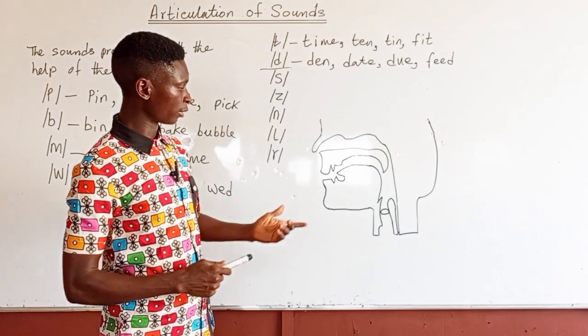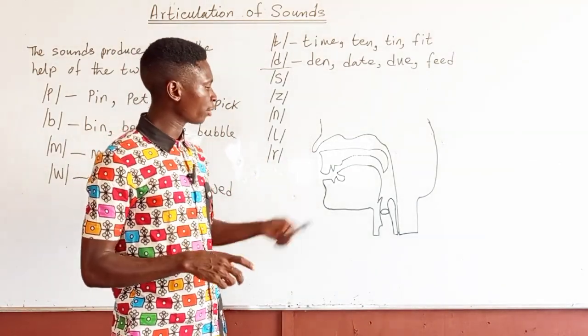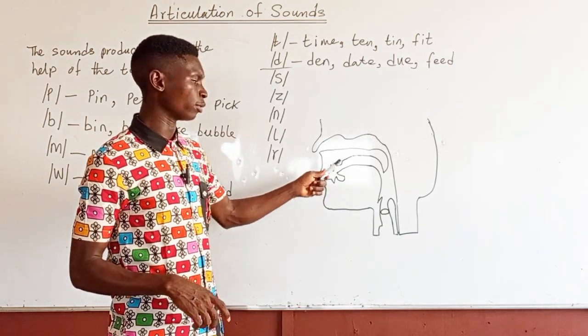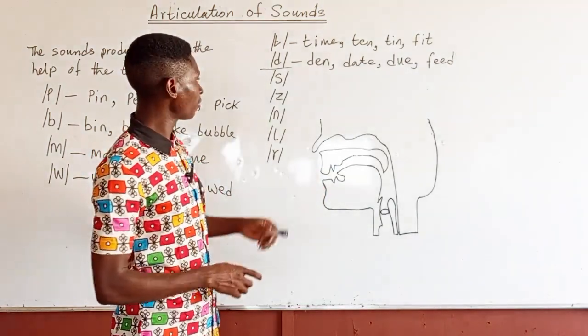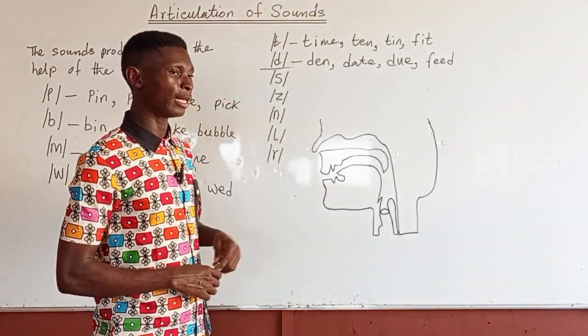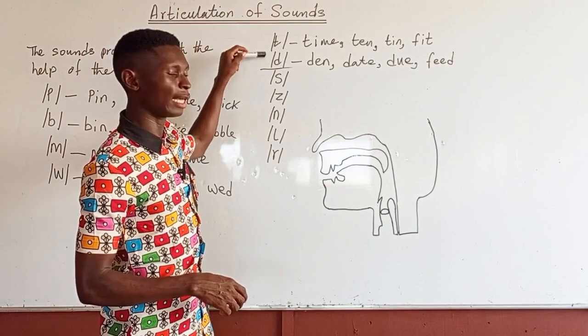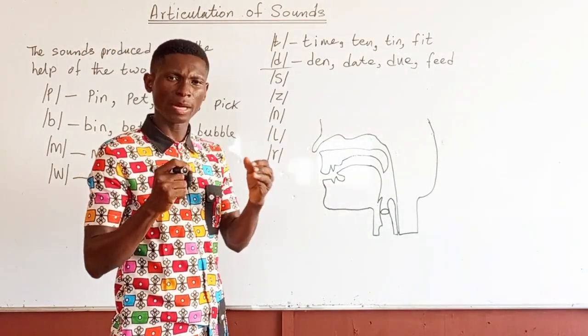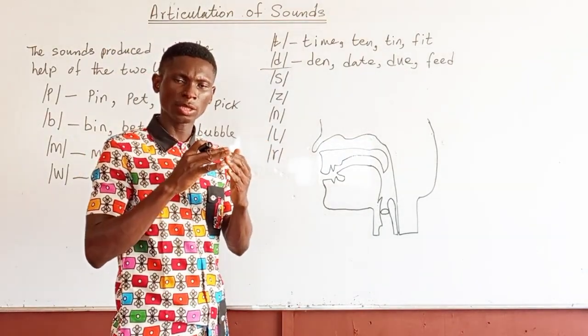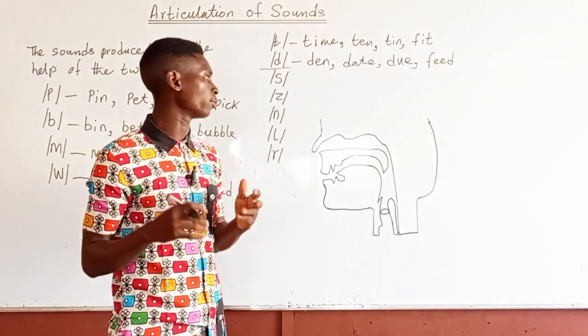So these two are produced with the help of the alveolar root, that is your tooth root. To say the sound correctly, you raise the tip of your tongue to your alveolar root. The same thing is applicable to these two. The only difference between these two and these ones is that these are plosive sounds. The sound will come out as a result of the sudden parting of the two organs.